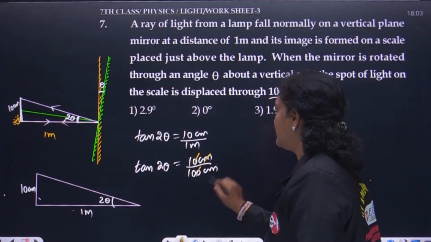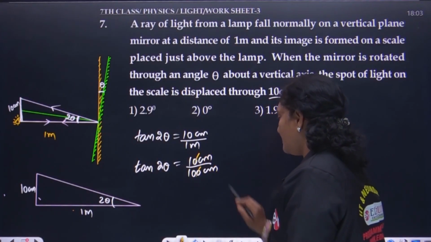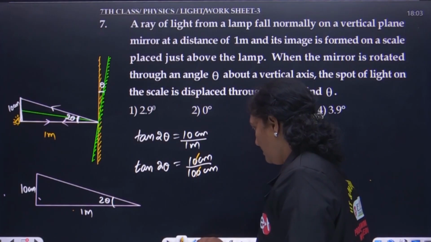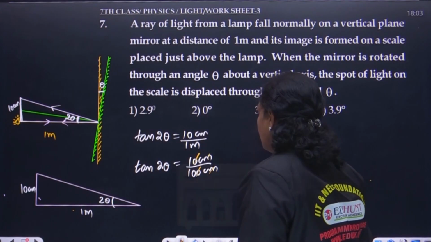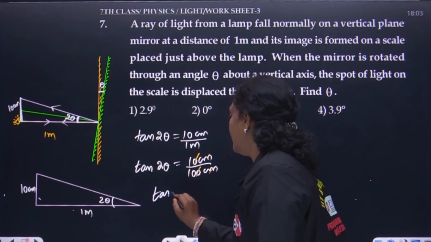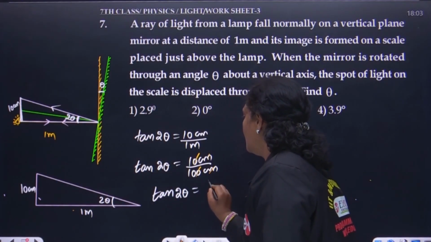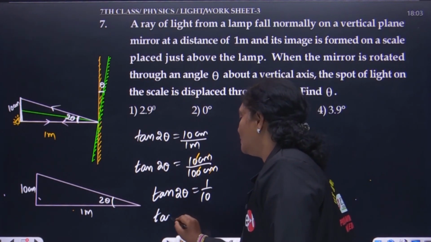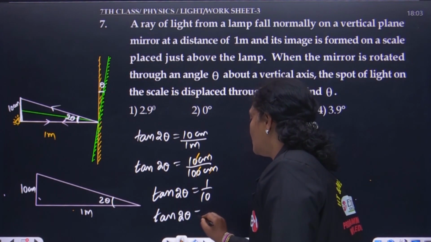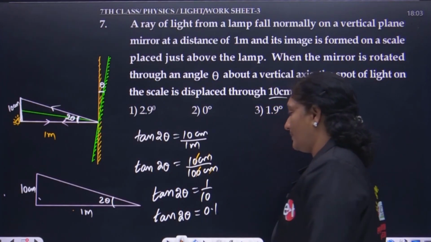0, 0 gets cancelled. Same units, should not cancel but same units. Okay. Then what are you left with? Tan 2 theta is equals to 1 by 10 or tan 2 theta is equals to 0.1.